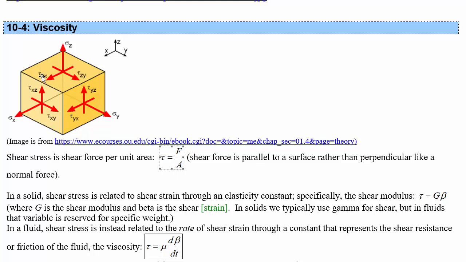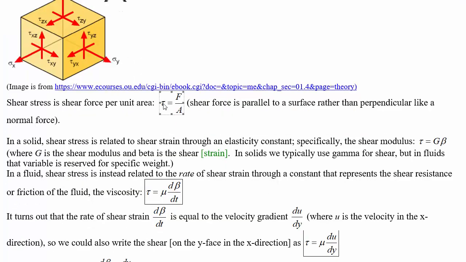We've got some pictures up here. So tau zx, remember these were the symbols. This means the shear stress on the z face in the x direction. Shear force was the force parallel to that face as opposed to perpendicular, which would be kind of like the force associated with pressure. So shear stress is similar to pressure in that it's force per unit area, except now it's kind of a sliding force rather than a pulling or pushing force on the surface.